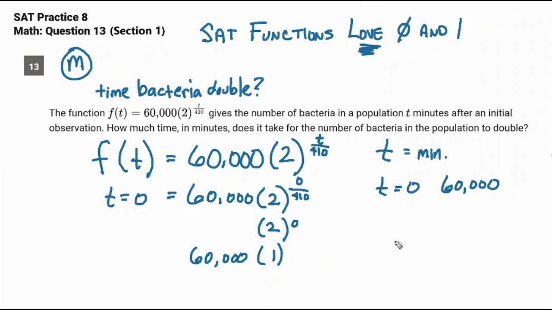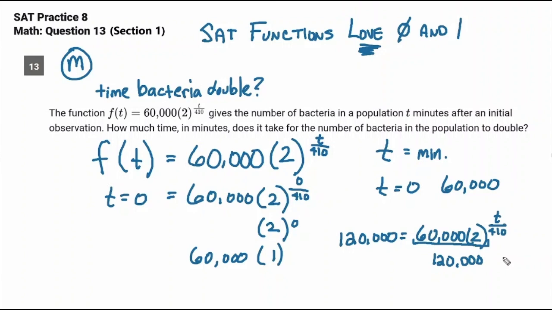What are you trying to get to? You're trying to get to 120,000 bacteria because you're trying to get it to double. All right, let's just run the function again. I'll do it over here, kind of running out of space. 60,000 times 2 to the t over 410. I want it to be 120,000. Just think about it. What's 60,000 times 2? That's 120,000, right? So what do I want t over 410 to be? Well, I obviously want it to be 1, because I want 120,000 equals 120,000.